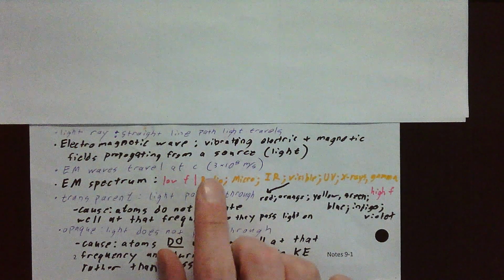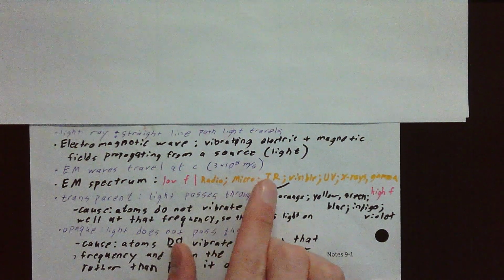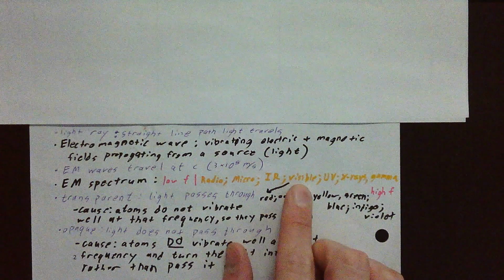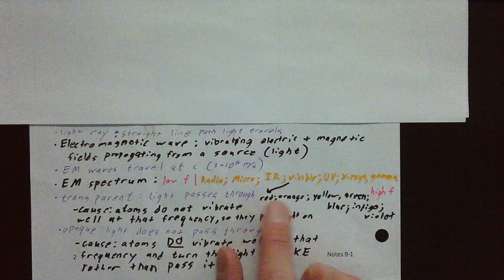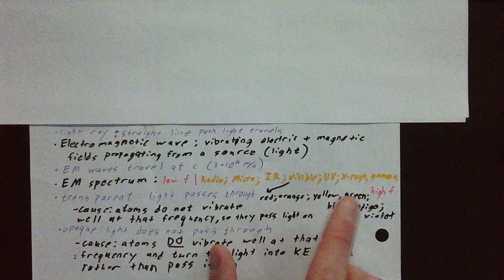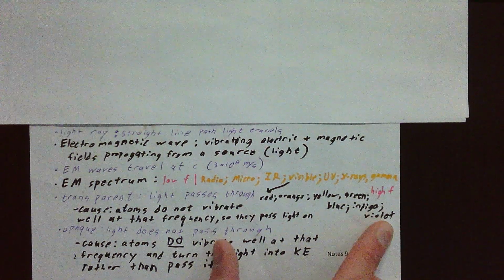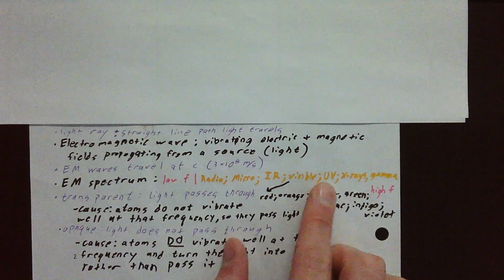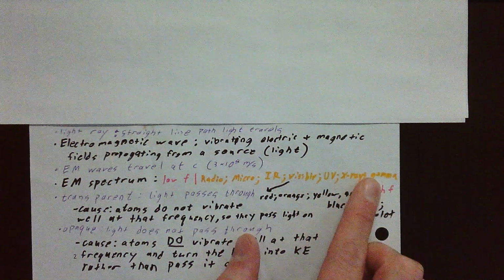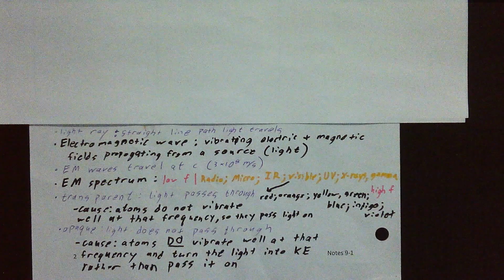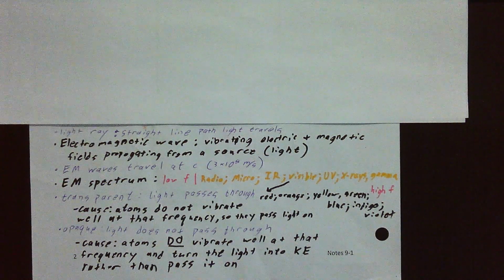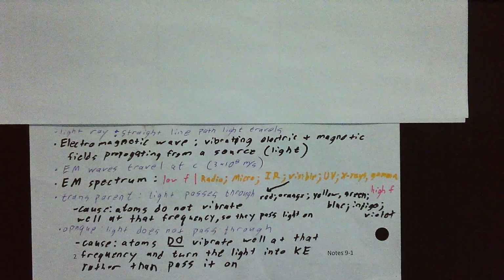they go in this order: radio waves, microwaves, infrared light, visible light, which is broken down into red, orange, yellow, green, blue, indigo, violet. Sorry, like I said, it got kind of messy here. Ultraviolet light, X-rays, and gamma rays. Okay, so that's the order that they go in. It goes from low energy to high energy.